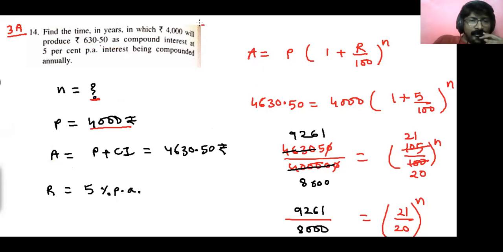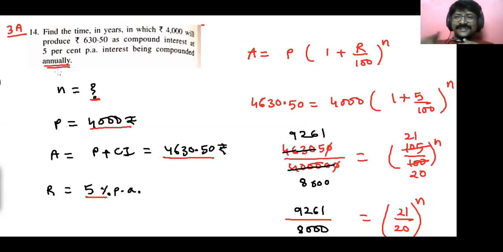So if we add 4000 plus 630.50, it will become 4630.50 as amount. I hope you understood this. So principal we know, amount we know, and at the rate of 5% per annum. So the rate of interest is given 5% per annum, compounded annually. Very important word, compounded annually.